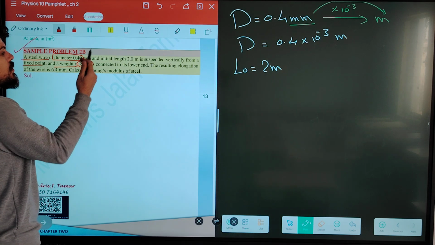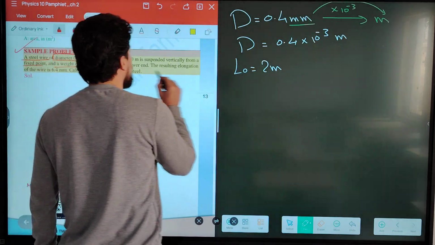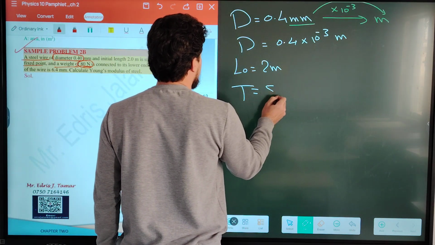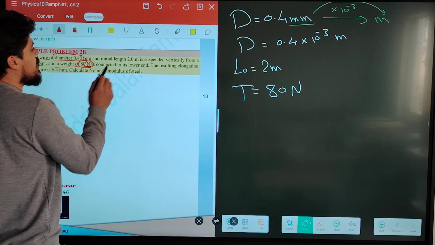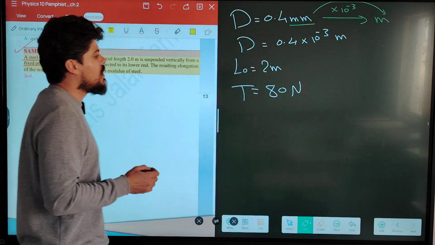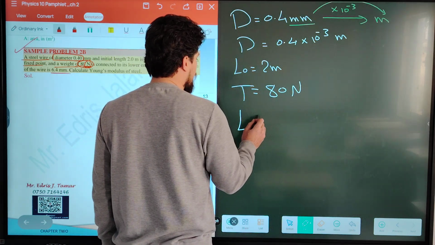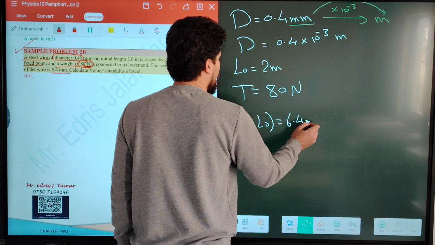How did you know this is tension? Because we have a wire and the tension is measured in Newton. Because of the unit, you can recognize that this is tension. Connected to its lower end, and the resultant elongation of the wire is 6.4 millimeter. The amount of elongation is also given in this question, 6.4 millimeter.